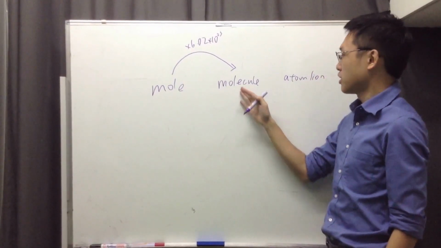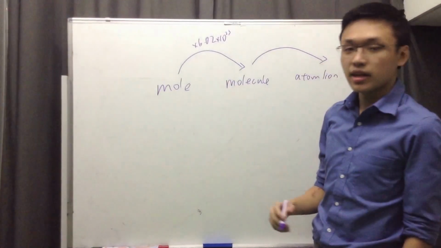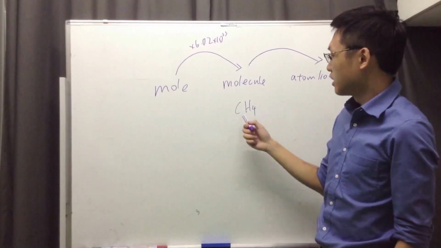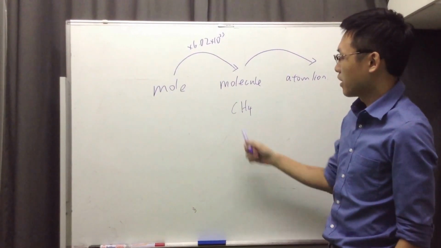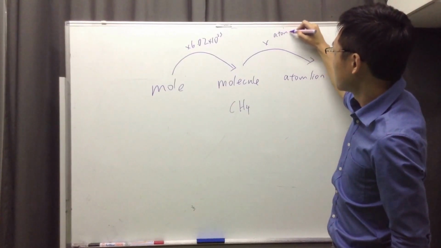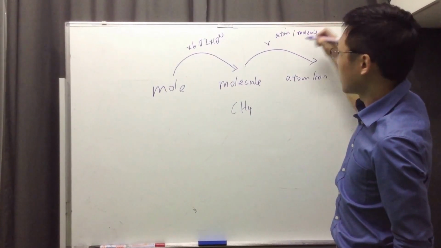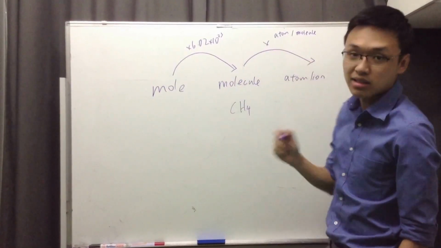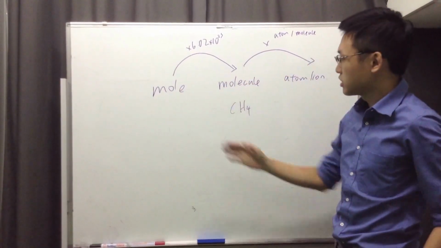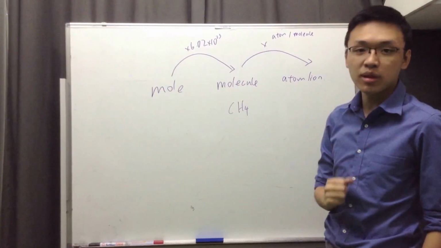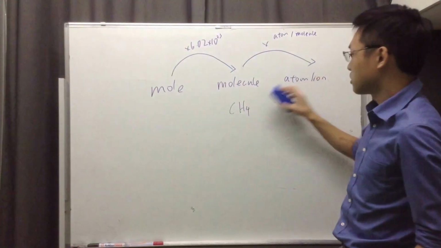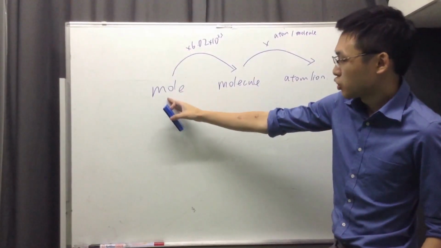If you want to go from molecule to atoms, what do you do? Let's say I ask, how many atoms are there in 1 molecule of CH4? In each molecule of CH4, there are 5 atoms. So you multiply the number of molecules by the number of atoms in each molecule. Notice here, if you want to go from moles to atoms, you cannot just multiply by 1 factor. You have to multiply by 2 factors. First you need to get the number of molecules, and then you can get the atoms. You cannot go straight to atoms.